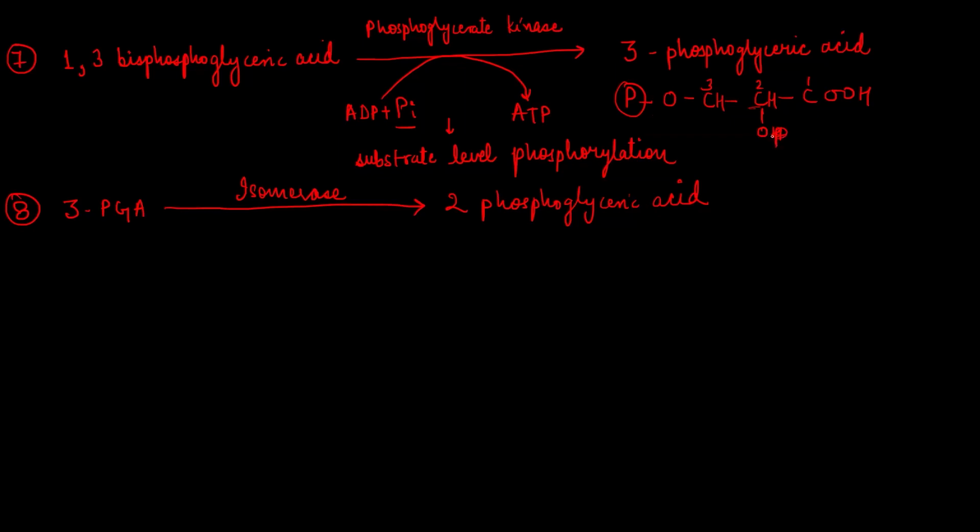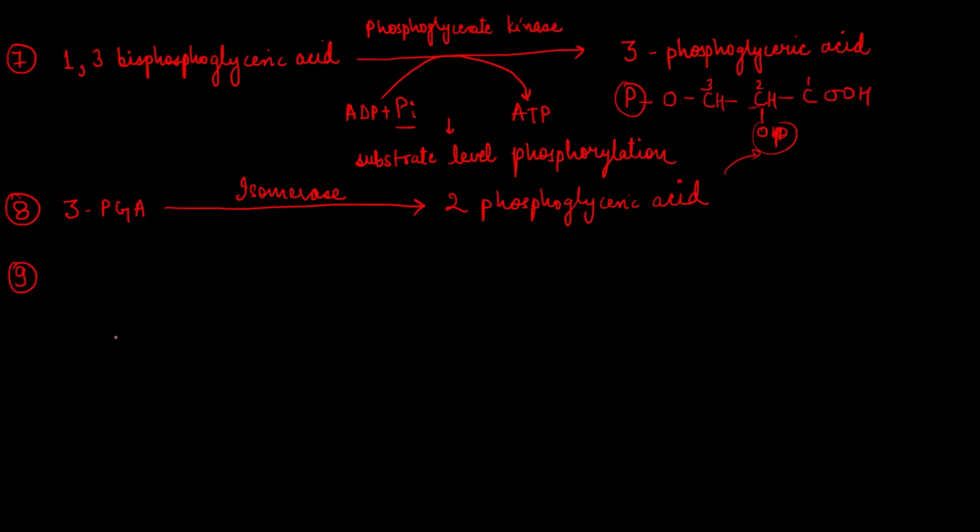So it will look something like this. Let's say 2-PGA will look something like this. Okay. So now we have 2-phosphoglyceric acid formed here. Because it is isomerization, there will be no addition of anything, no subtraction of anything, just a rearrangement of the atoms. Now in the ninth step, what do we have?